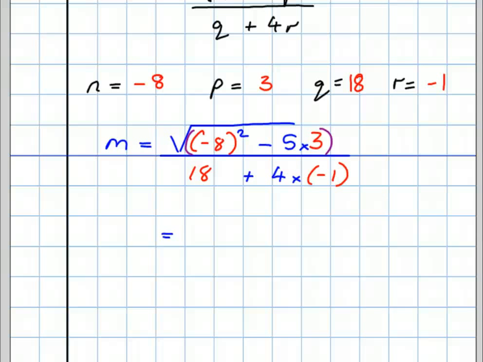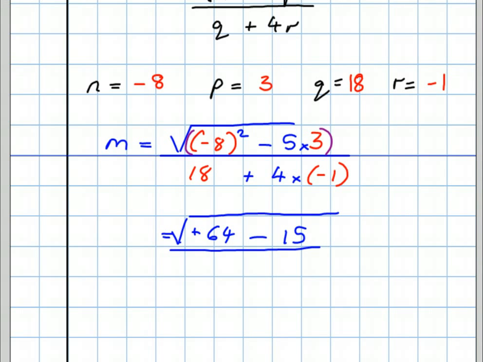-8 times -8, or -8 squared, is going to be 64, and the minus sign in front gives -64, which is equivalent to... Two minuses with nothing in between become plus, so +64. And we might as well do the multiplication as well, because it's not going to affect a thing. 5 times 3 is 15, and we had a minus sign in front.